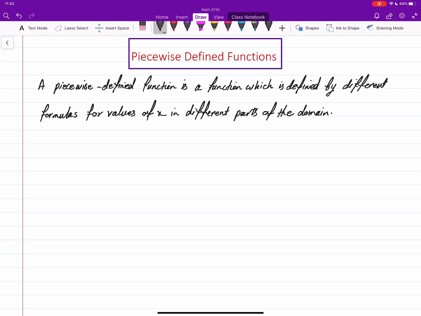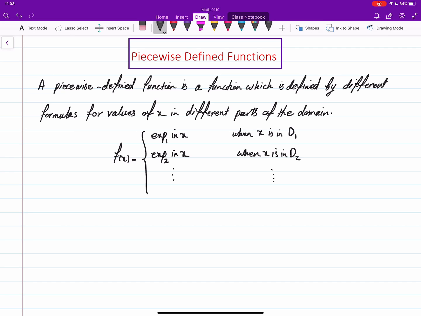So let me tell you in practice how you will see these ones. You will see that there's a function and then there is one expression in x, expression 1 in x, which is true only when x is in the first part of the domain. Then there's another expression. Let me write expression 2 in x when x is in another piece, and this continues at least 2, but then there might be more of these functions.